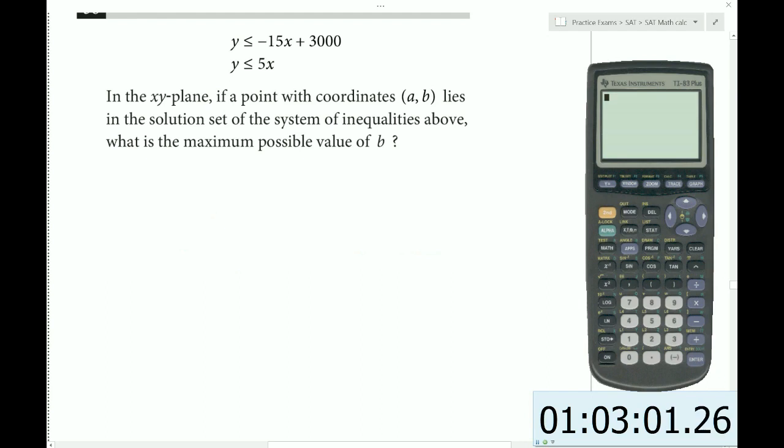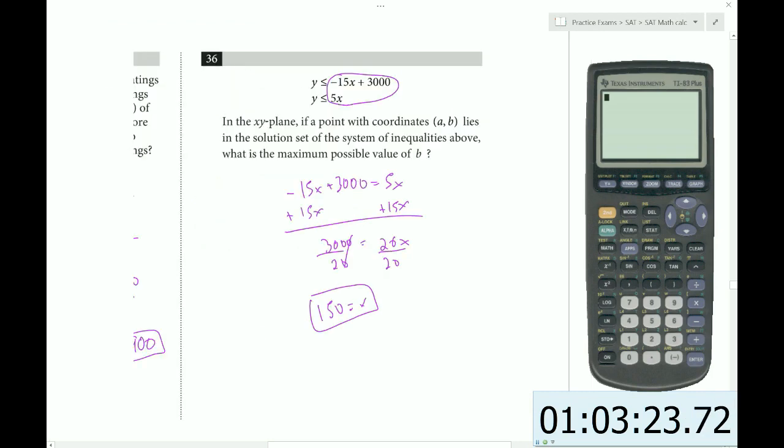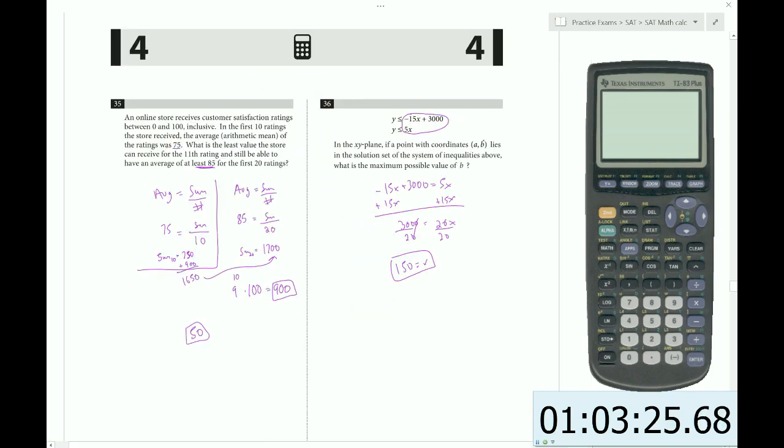So all we need to do is find the intersection point. To do that, we can set the right sides equal. Plus 3000 equals 5x. So we add 15x to both sides. That gets us 20x is 3000. Then divide by 20, and the zeros cancel. 300 over 2 is 150. So x is 150. That is our minimum x value.